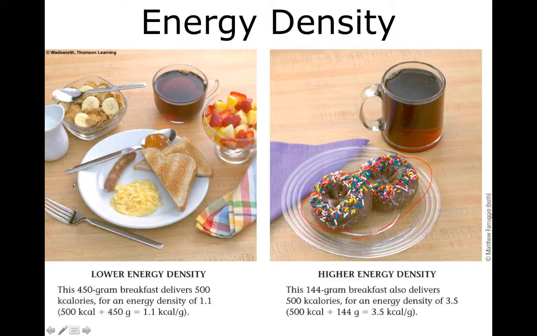Which of these breakfasts is easier to make? You could go to a box of donuts, open it up, and pull one or two out and eat them. The meal on the left, for breakfast especially, would take a long time to make, and especially with breakfast, people don't want to invest that much time in making breakfast.